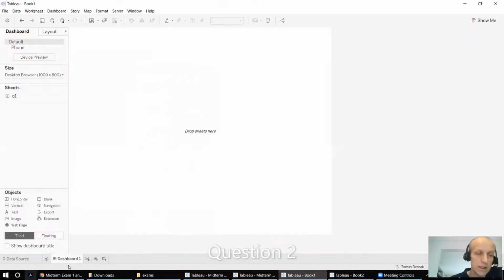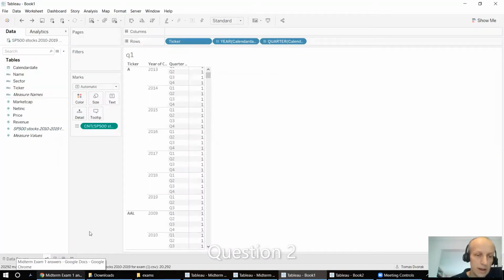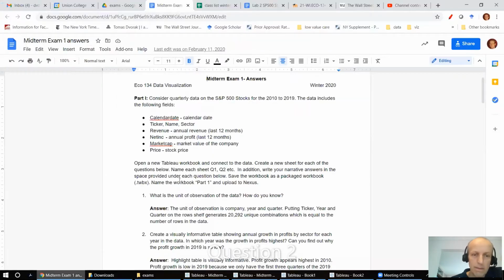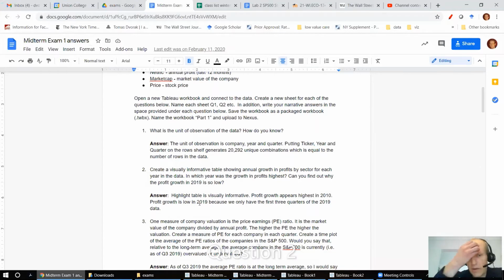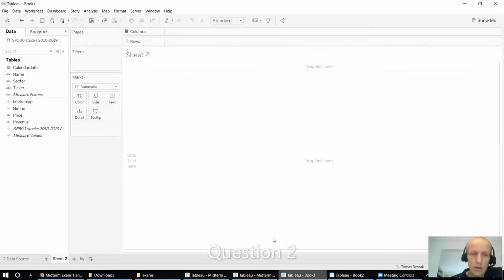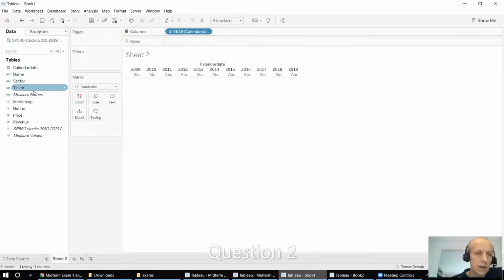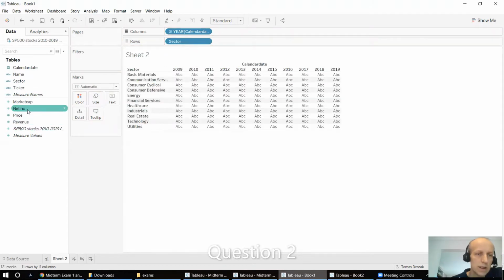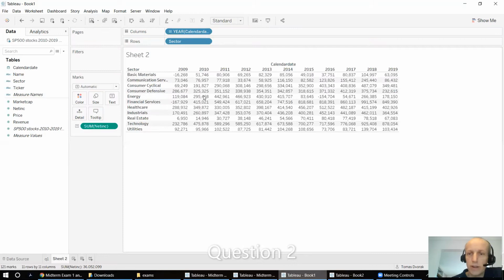Let's go to the next question. Create a visual informative table showing annual growth in profits for each sector in each year of the data. So let's put year on columns, let's put sector on rows, and let's put profit, net income into the table.